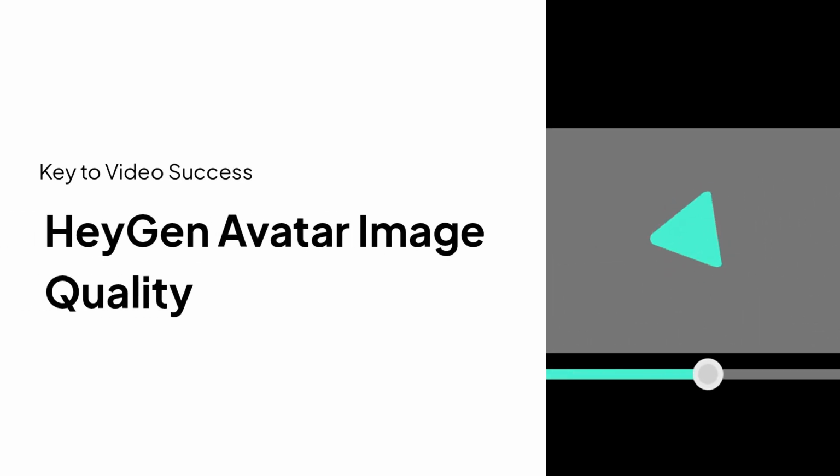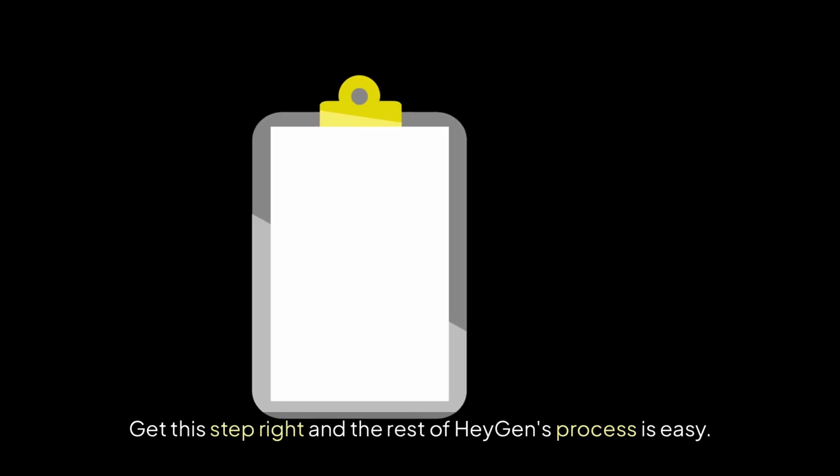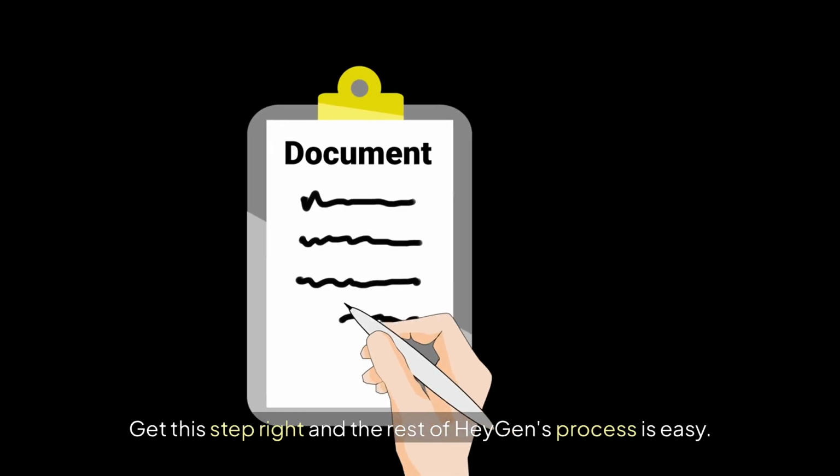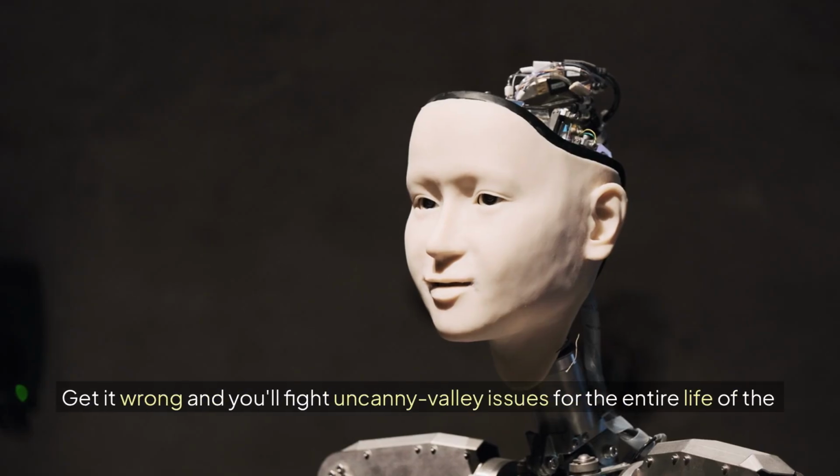The image you upload determines the quality of every video that follows. Get this step right, and the rest of HeyGen's process is easy. Get it wrong, and you'll fight uncanny valley issues for the entire life of the avatar.